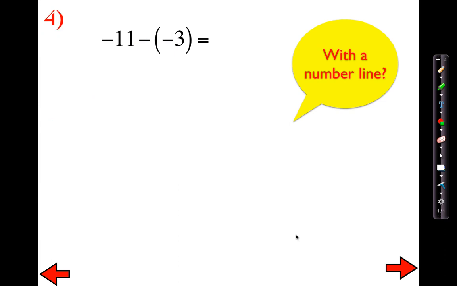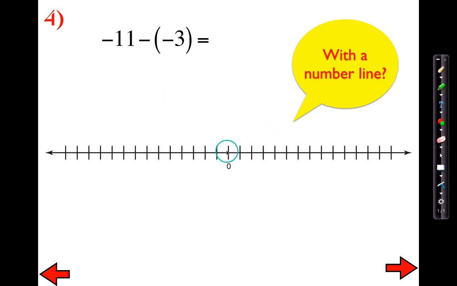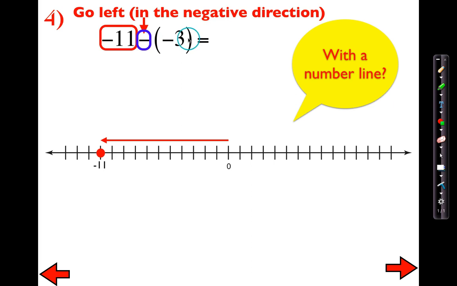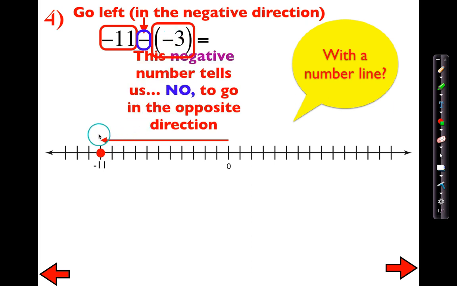Okay, number 4. Number 4 is tricky. You gotta be careful. So let's see. For number 4, starting at the origin as always, we're going to first go to negative 11, which is here. Now, like I said before, subtraction means to go backwards. So I'm going to go backwards. But wait, there's a negative 3, which means, technically I'm supposed to go backwards, but this negative means I'm going to go the opposite direction, which means instead of going backwards, I must now go forward 3. So from here, if I go forward 3, that's going to leave me with a negative 8.